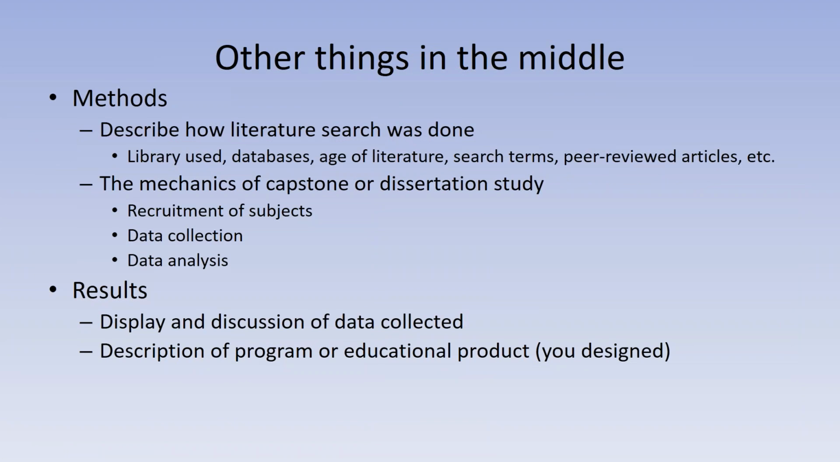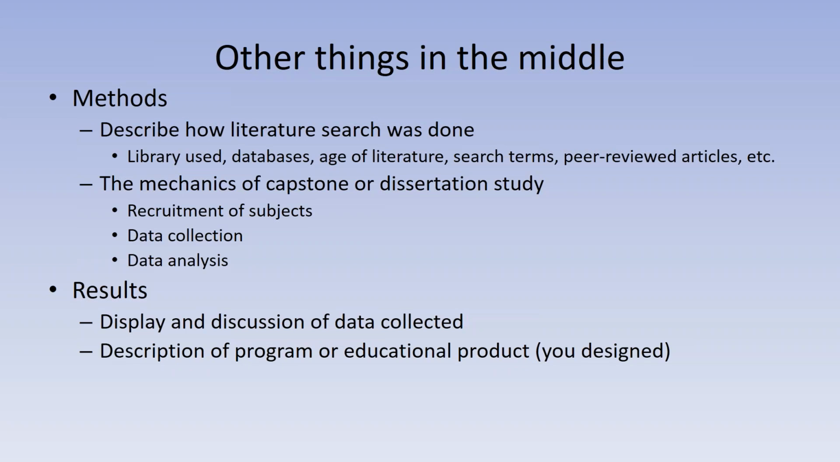Okay, other things that may be in the middle of your paper, you've got the review of literature. You may have, in a more formal paper, you may have methods. And if you've done a developmental paper, you may be describing how the literature search was done. So you're going to describe which libraries were used, which databases, how old is the literature, what search terms were used, peer-reviewed articles, those kinds of things.